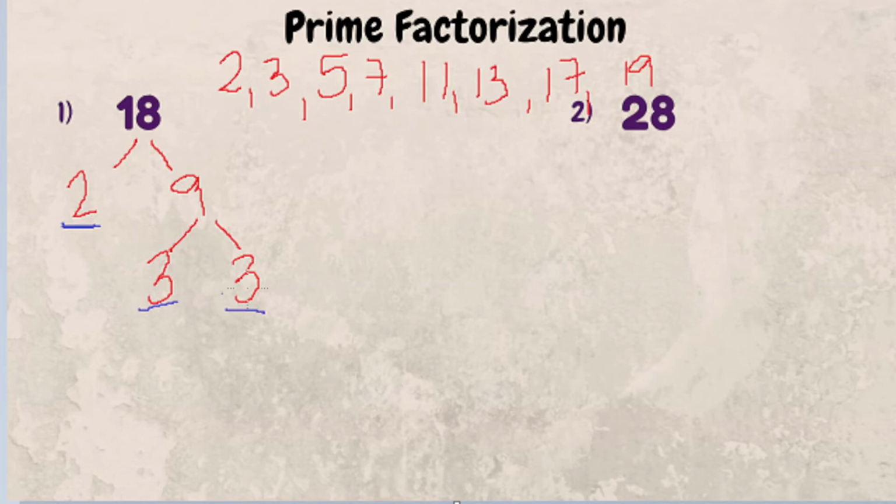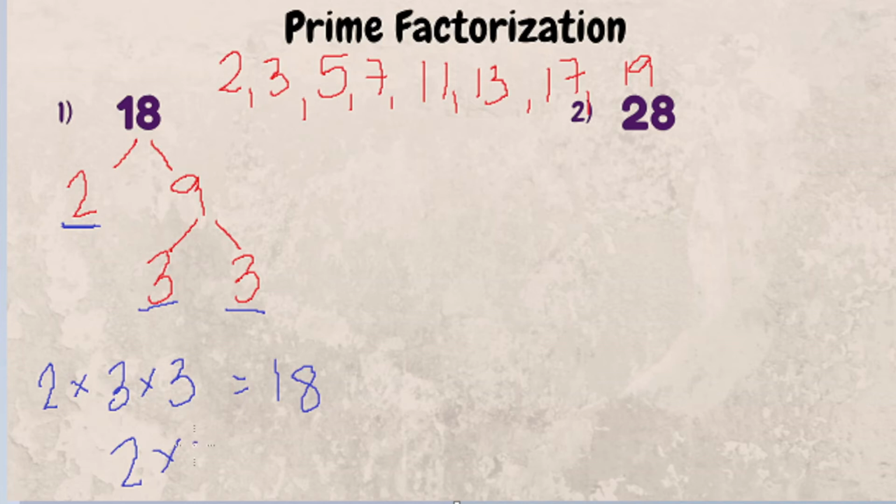So since the end of all of our tree, the branches, if you will, are all prime numbers, we have found the prime factors. The prime factors of 18 are 2 times 3 times 3. And if you multiply it out, 2 times 3 is 6 times 3 is 18. You can also write this as 2 times 3 squared, because we have 2 3's.